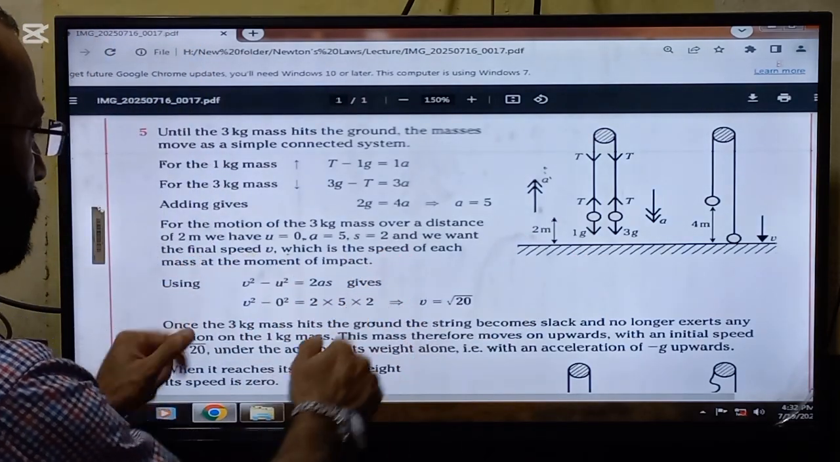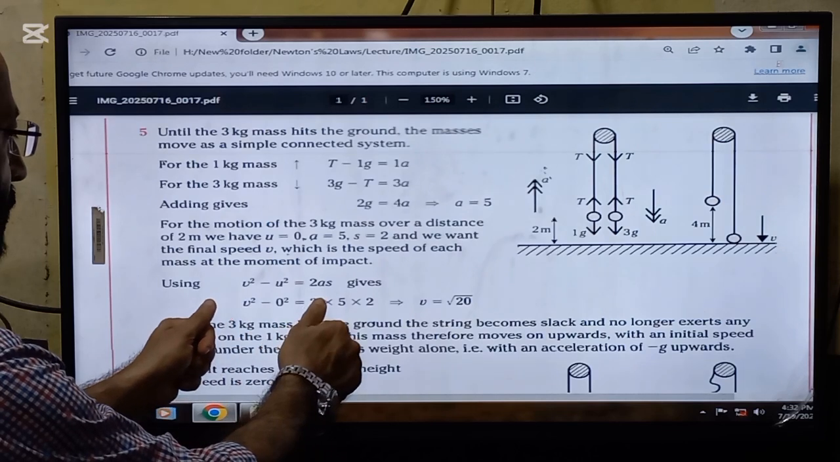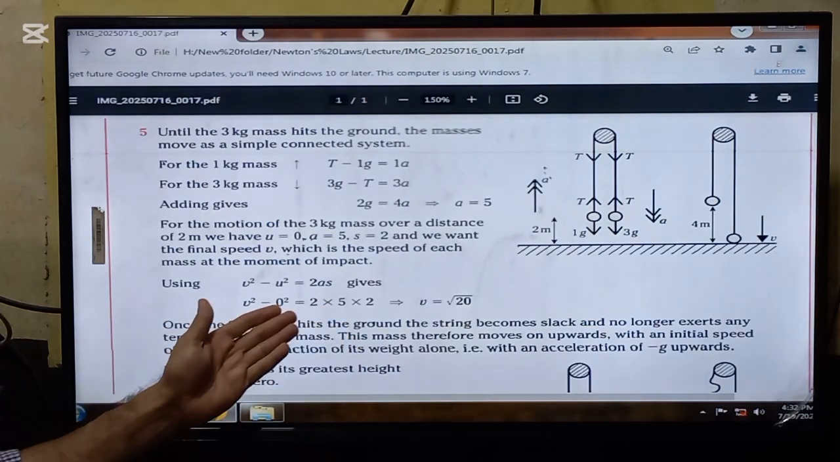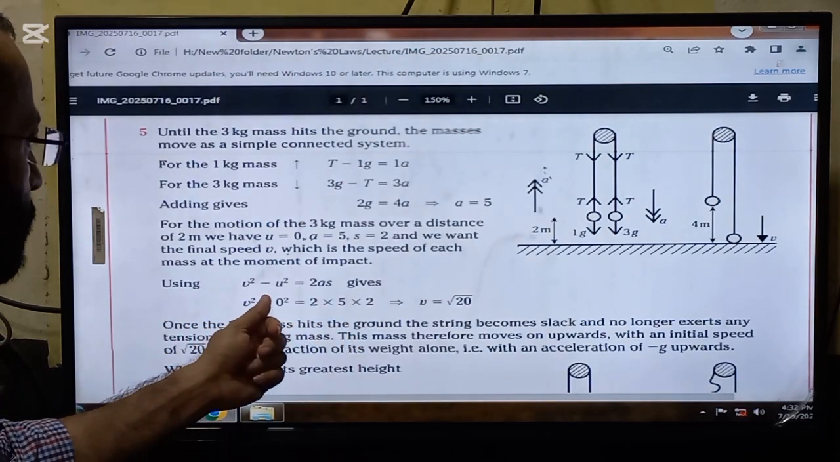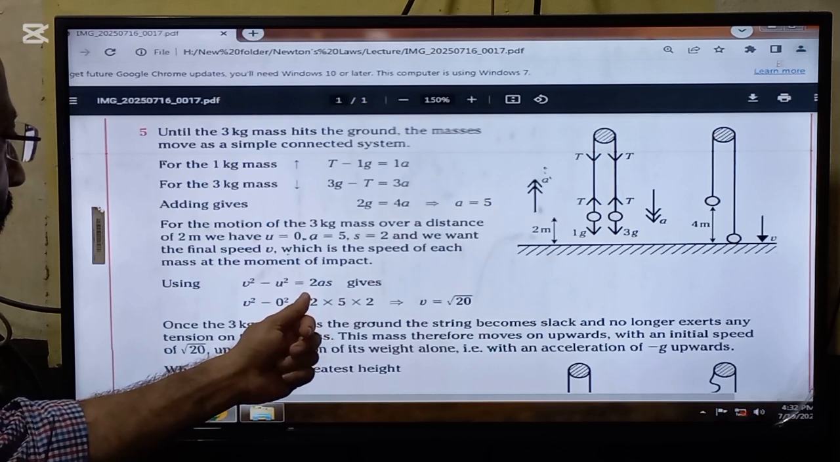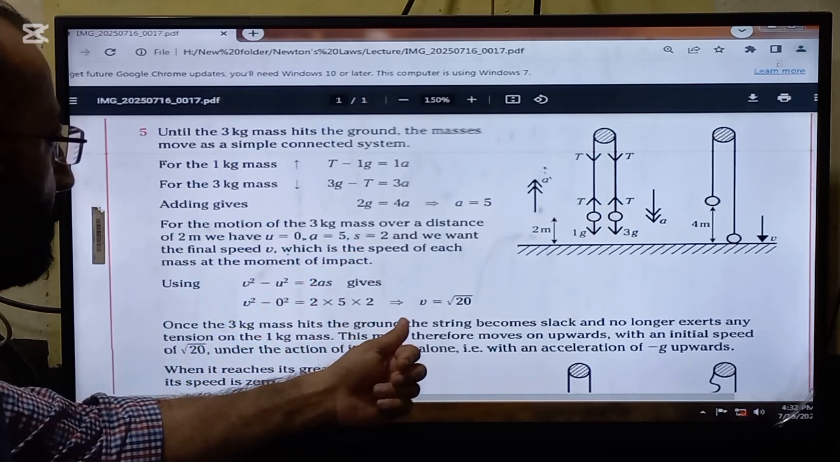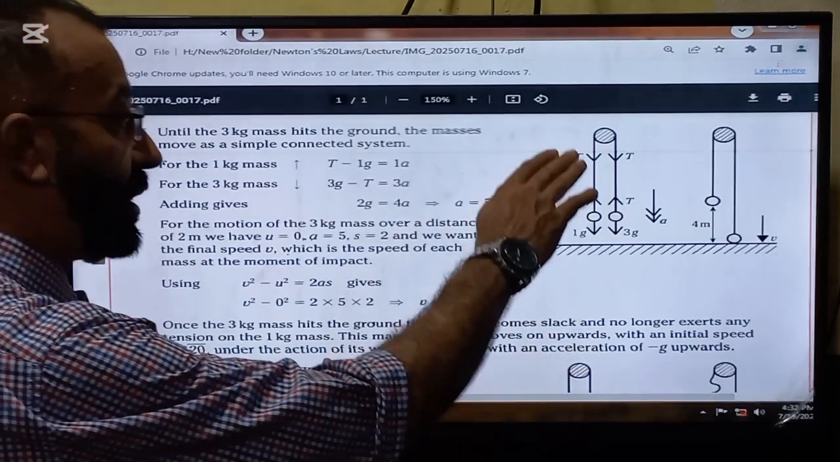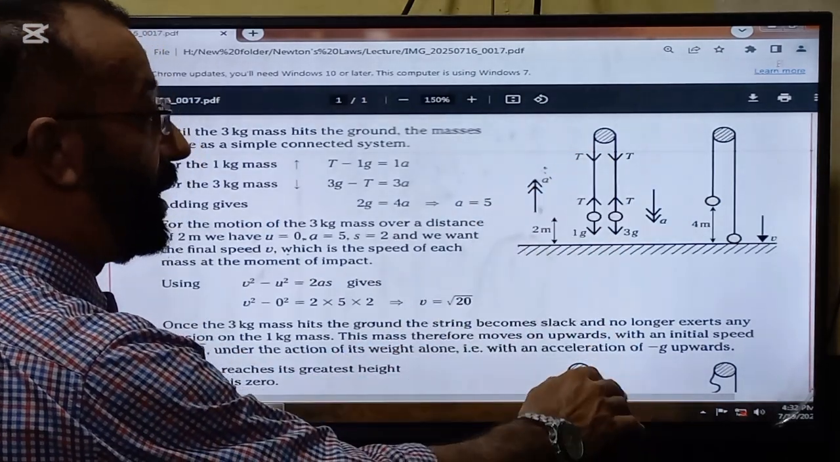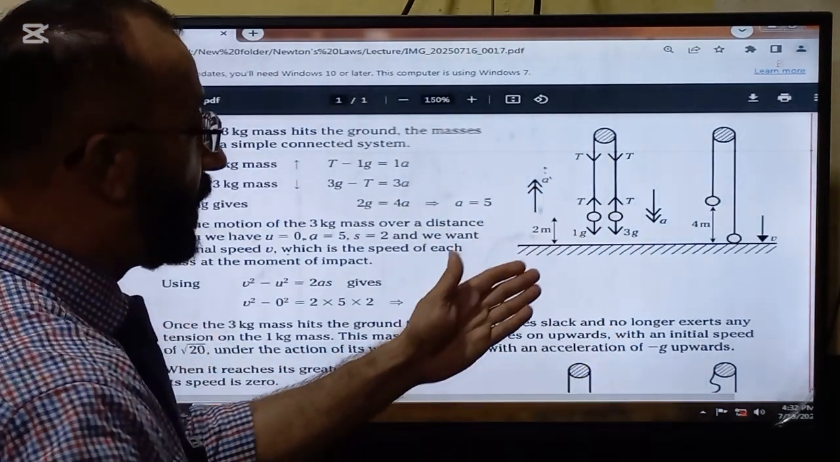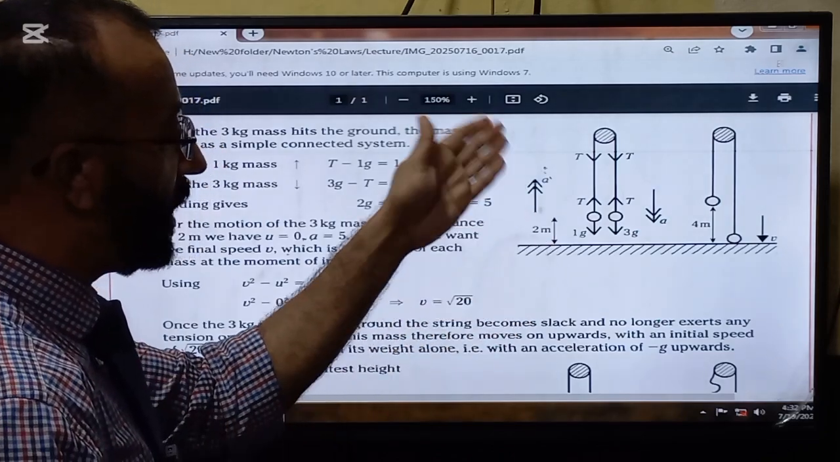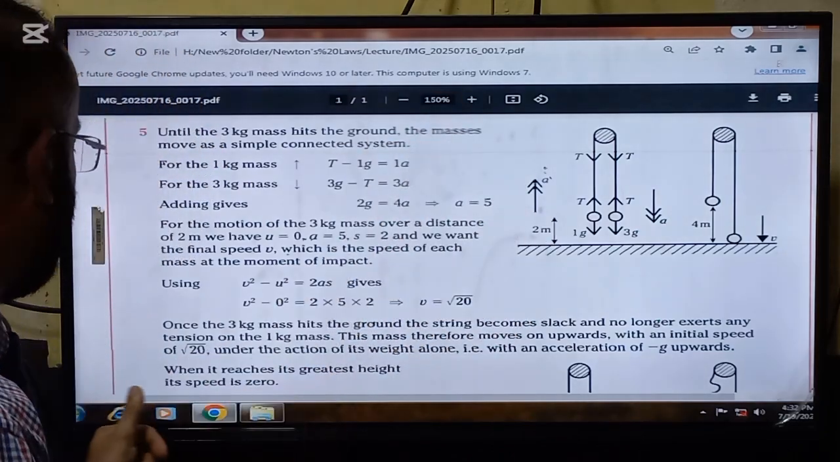Using these values, we put them into the third equation of motion: v square minus u square is equal to 2as. Putting these values into the equation will give us the value of v. This is the velocity with which it will strike the ground, and this is the same velocity with which the 1 kg mass is moving up.